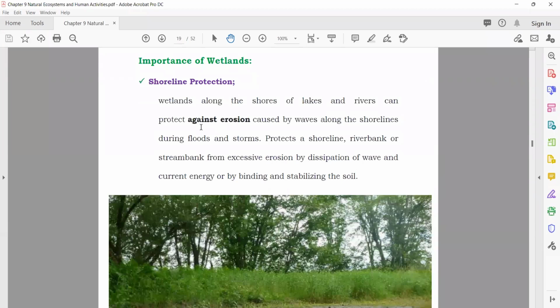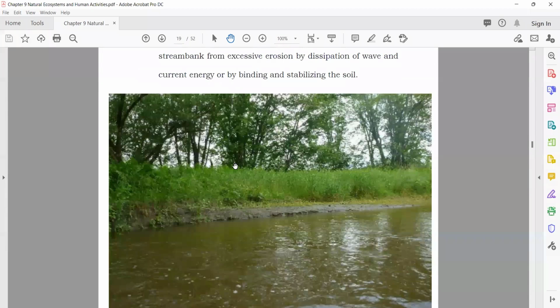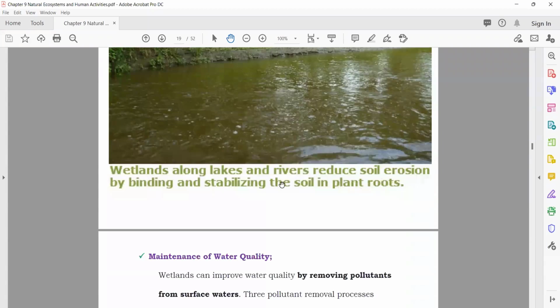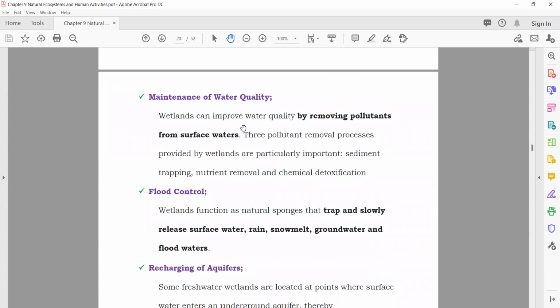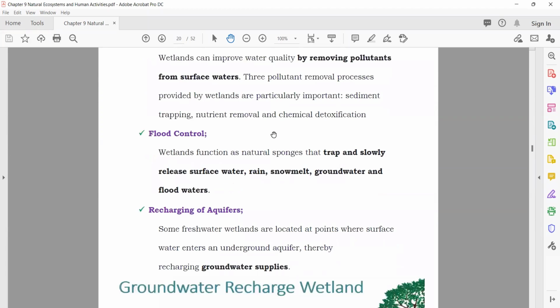The importance of the wetlands: they protect the shoreline. Shoreline means the banks of the rivers, the lakes, the ocean, they are known as shoreline. So they will stop, for example, these are the shoreline, and they protect them. Wetlands protect against soil erosion. They also maintain the water quality. They also control the flood.